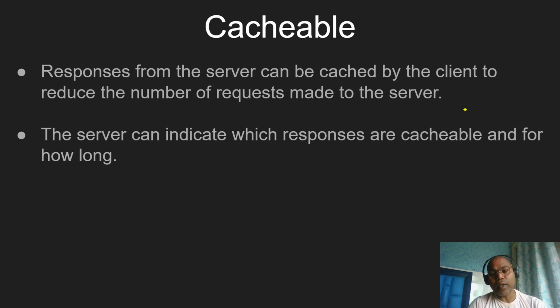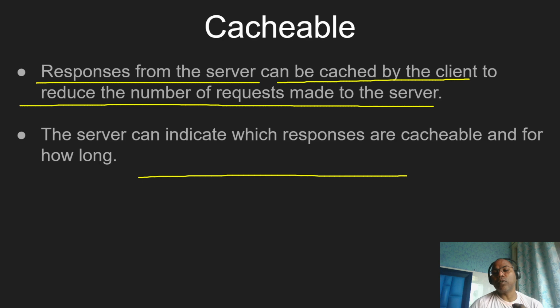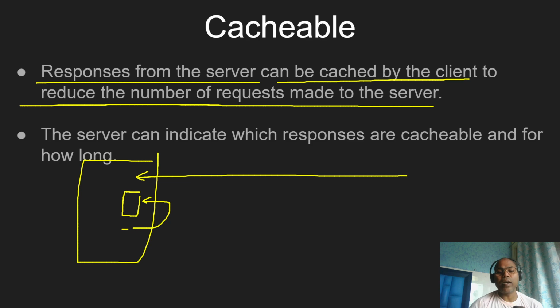And for fast application response, responses from the server can be cached by the client to reduce the number of requests to the server. So the first time you get the user profile, you receive it and just cache it locally in the front end application itself. Next time you need the data, you already have cached data and use it. You are not going to make multiple remote calls.